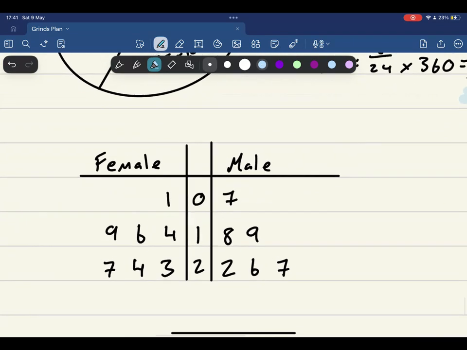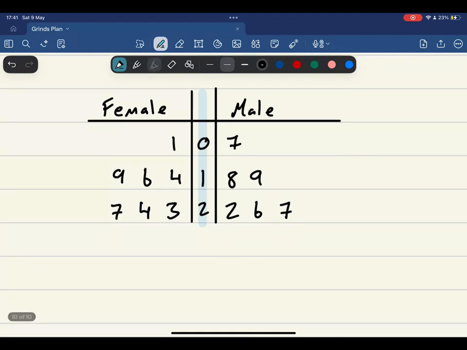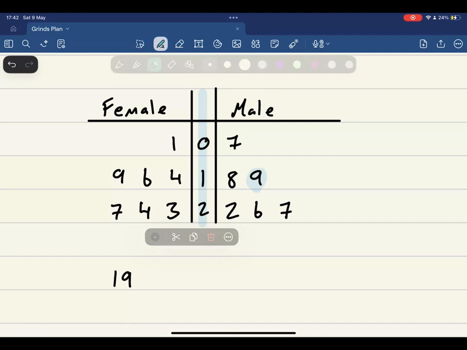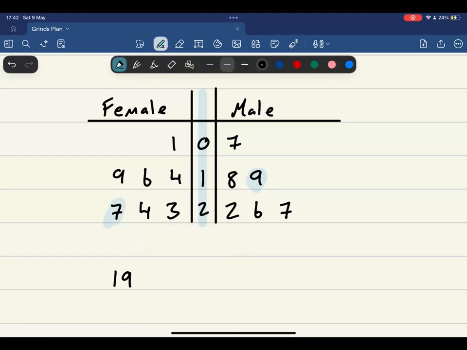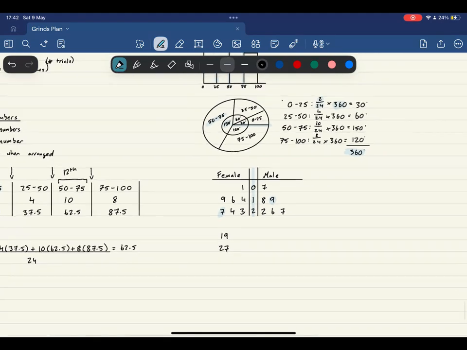For our stem and leaf, we have our stem down the middle and then our leaves, as they call it. So to read this value here would be 1 and 9, so 19. This value here would be 2 and 7, so 27. So that's how you read them.